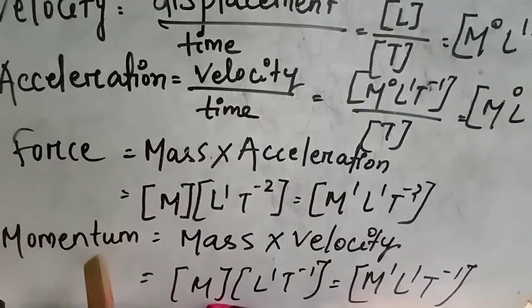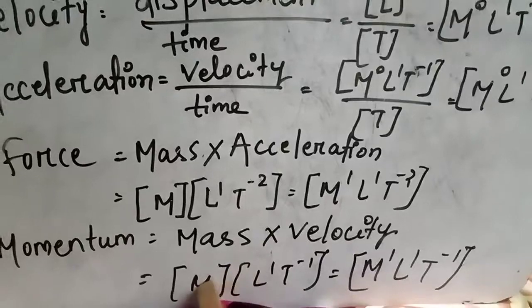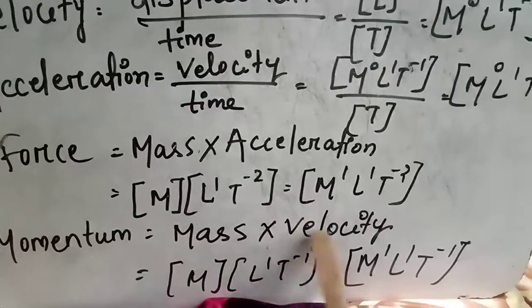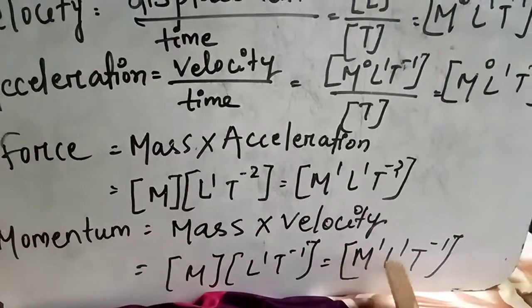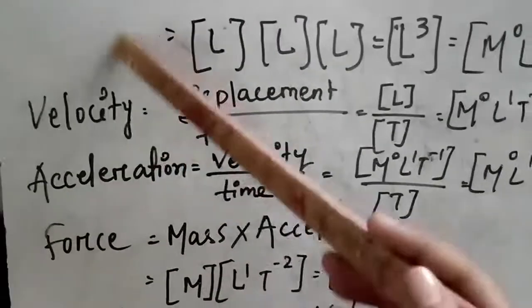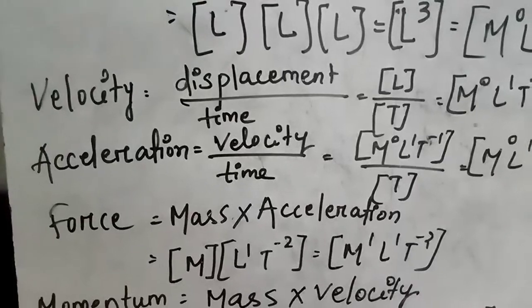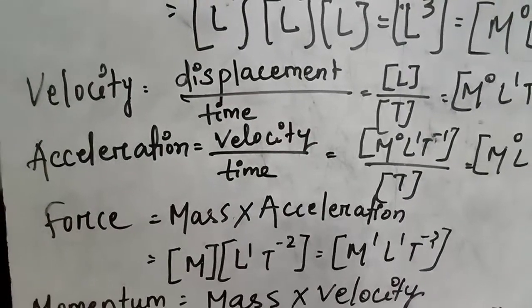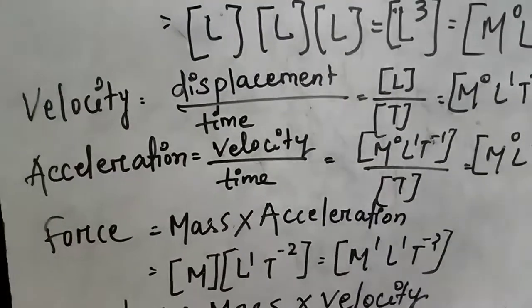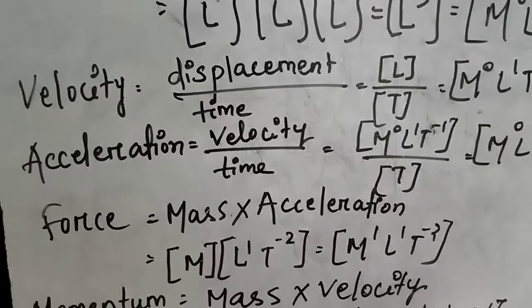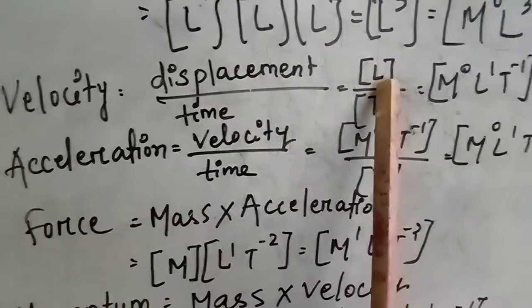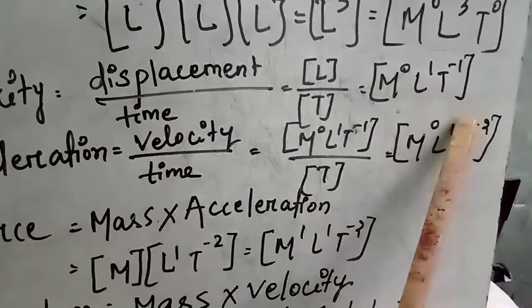Then momentum is mass into velocity. So this is M for mass, and velocity L1 T minus 1, so M1 L1 T minus 1. So this is the dimensional formula of this physical quantity. In this way you can calculate the dimensional formula of any physical quantity you want. For example, kinetic energy, potential energy, torque, etc. Just use the formula and put in the dimensions and get the dimensional formula like this.